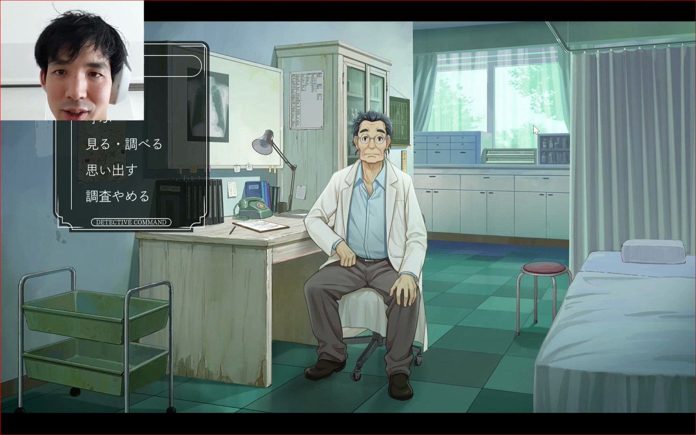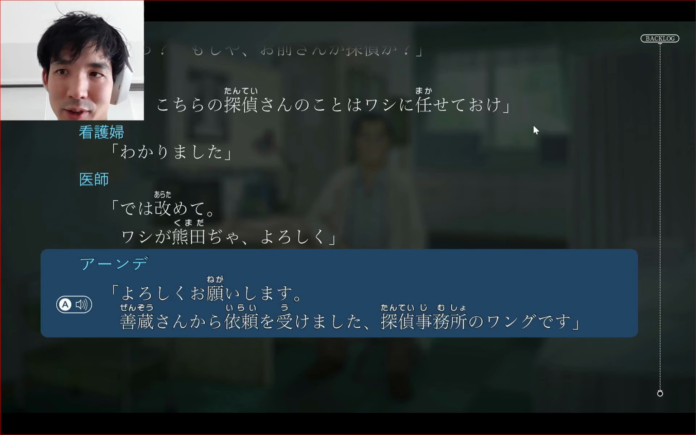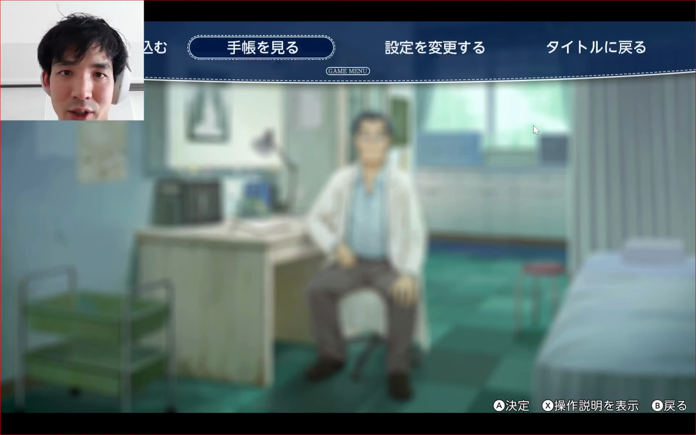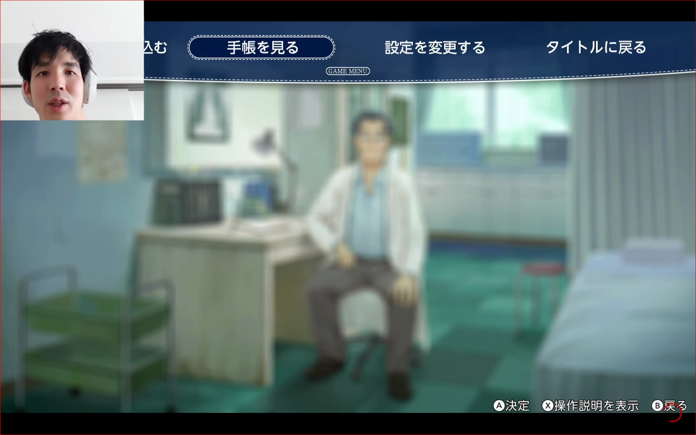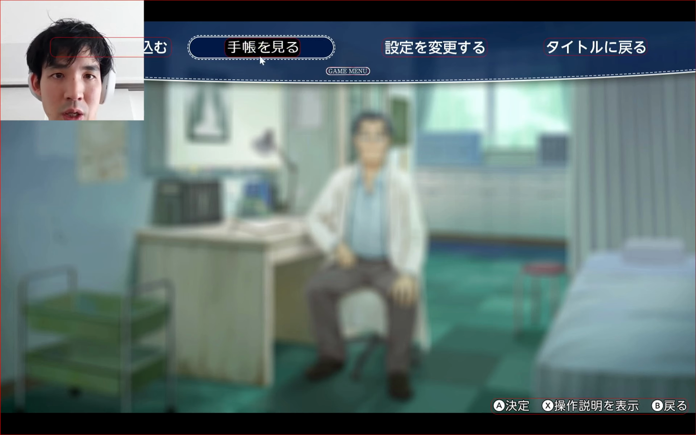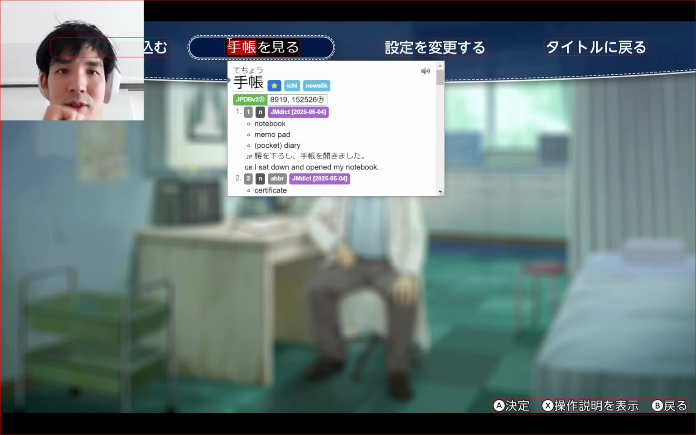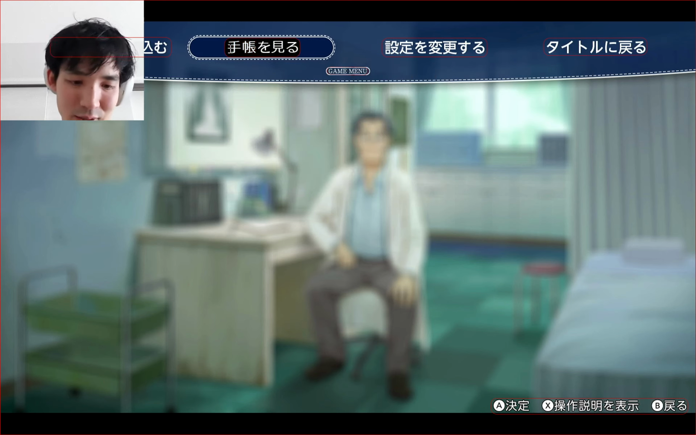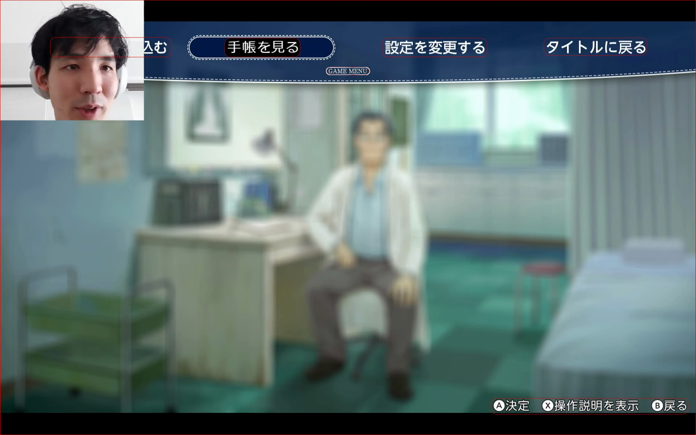I think if I go to my backlogs or if I go to my notes, up here you'll see that there's notes. This is Techo, which is notepad. Omiru is to look at. So look at your notepad, o being the direct object modifier.